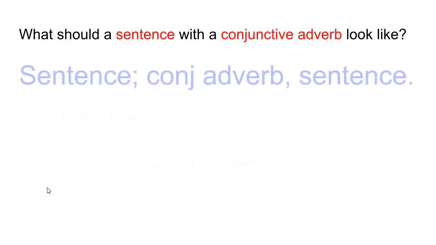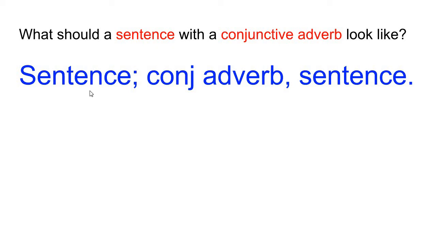So just to review, very quickly, this is what a sentence with a conjunctive adverb is going to look like. Sentence, semicolon, conjunctive adverb, comma, sentence. A couple of kids have asked me, can you have 2 sentences with a semicolon but without a conjunctive adverb? Yes, you certainly can, as long as you're joining 2 sentences.